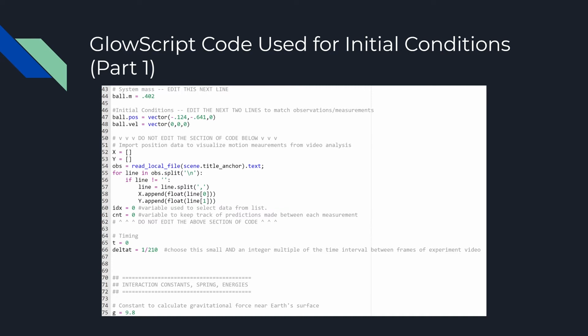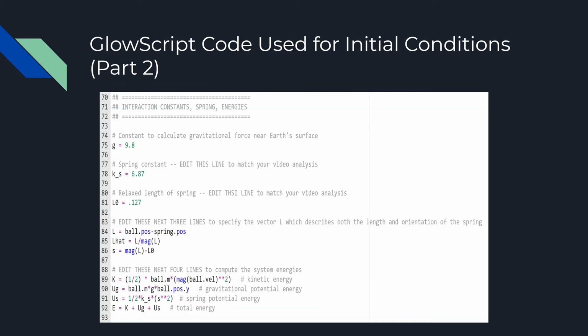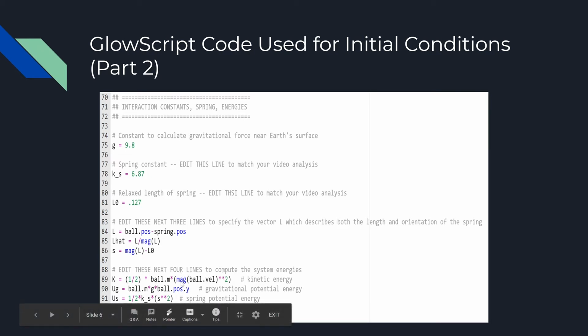So here's the GlowScript code used for initial conditions. As you can see, my initial starting vector for the position was negative 0.124 in the x, negative 0.641 in the y, and 0 in the z, and then 0 throughout for the initial starting velocity. For the rest of these, you can basically just see that I use 9.8 for the gravitational acceleration, and then these two I discussed. And then this is basically what was used to describe the L vector as well as the change in the spring's position. And then this was used for updating the energy. So this was the starting values for the energy graph.